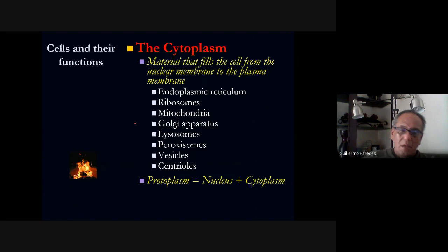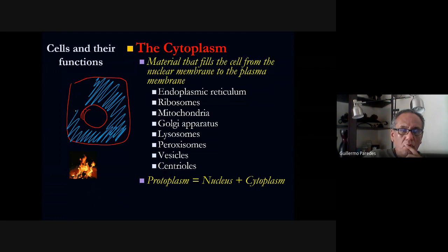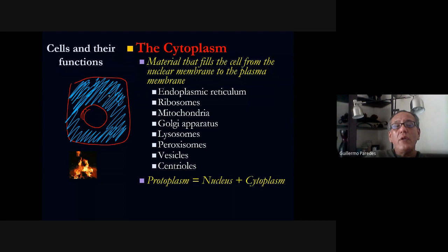So what is the cytoplasm? If we have a cell, in very simple words, cytoplasm is everything that is in between the cell membrane and the nucleus, without including the nucleus. Everything between them, fluid, mitochondria, lysosomes, centrioles, endoplasmic reticulum, ribosomes, are immersed in the cytoplasm.